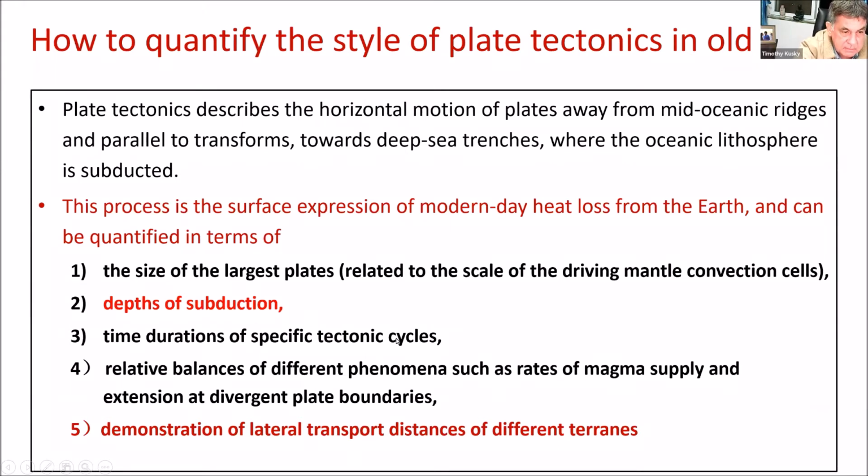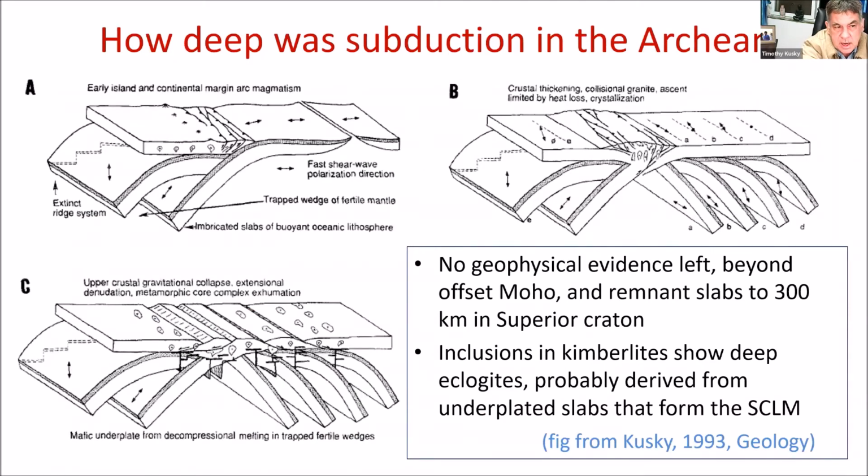We can look for time durations of different tectonic cycles, balances between rates of extension and magma supply at mid-ocean ridges, or we can try to quantify lateral transport of different terrains to see if we have horizontal tectonics. Many different things. So this is just my thought about how we quantify this. So the question is, how deep was subduction in the Archean?